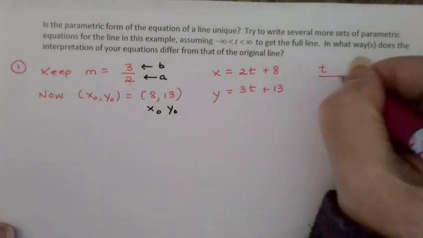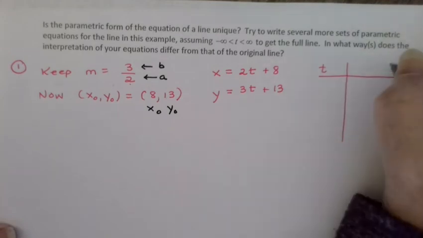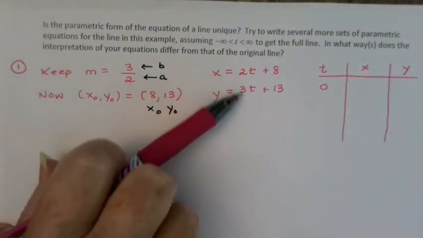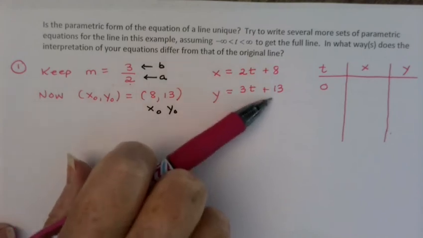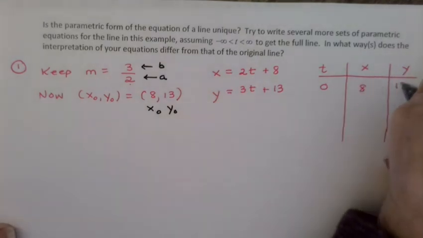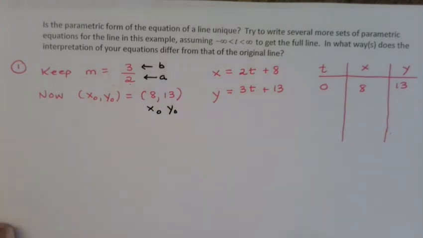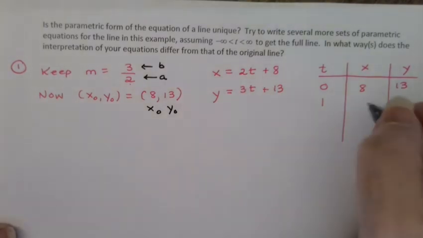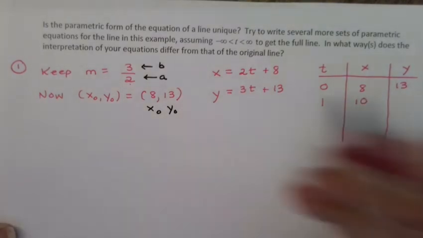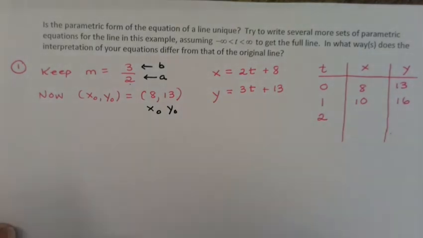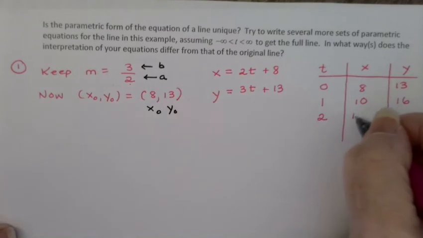Notice what this does to our table of values. When t is 0, we're now just going to have an x of 8 and a y of 13. So we really did accomplish the fact that we're starting at the point 8, 13. When t is 1, 2 plus 8 is 10, 3 plus 13 is 16. When t is 2, 6 plus 8 would be 14.